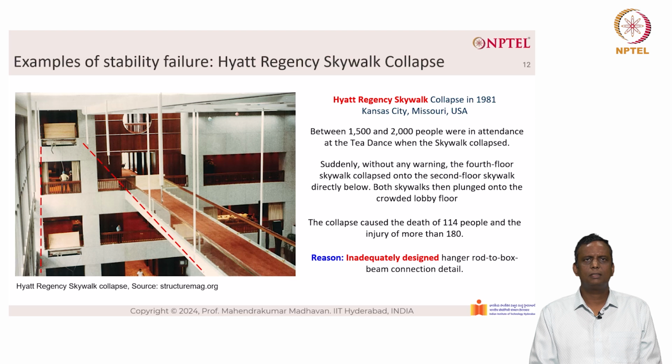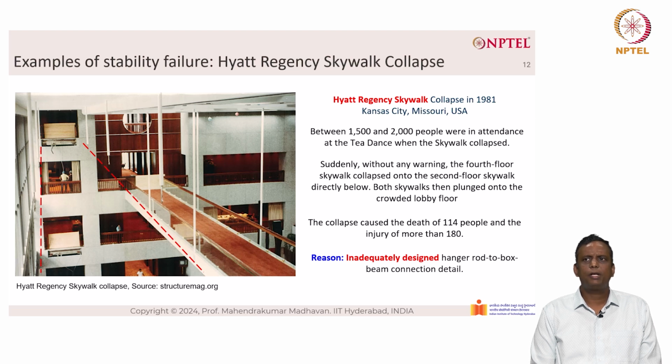Now let us look at another example of a stability failure, which is the Hyatt Regency Skywalk collapse. This happened in 1981 in Kansas City, Missouri. There was a huge dance party that was going on. Between 1,500 to 2,000 people were in attendance at the tea dance when the skywalk collapsed.